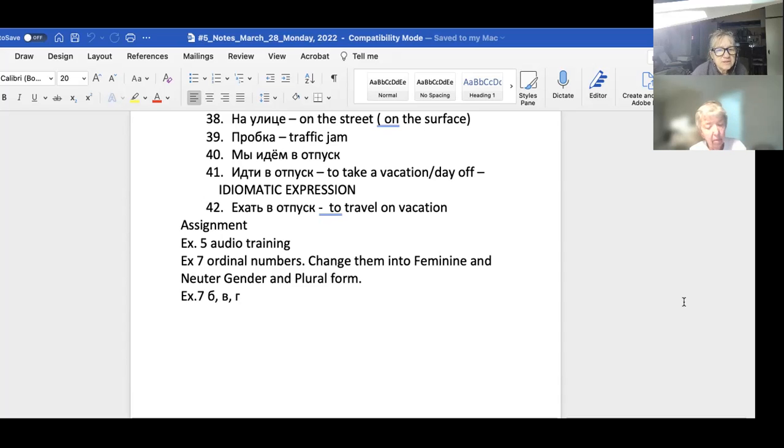The next one is what? Number 7, Б, В, Г. Читайте. Пишите порядковые числительные в правильной форме. Write the ordinal numbers in the correct form. Okay. Why do those words have to be so long? They're so hard to pronounce.